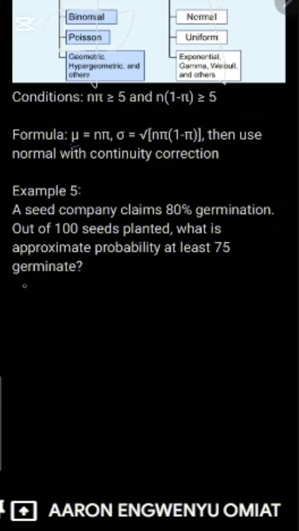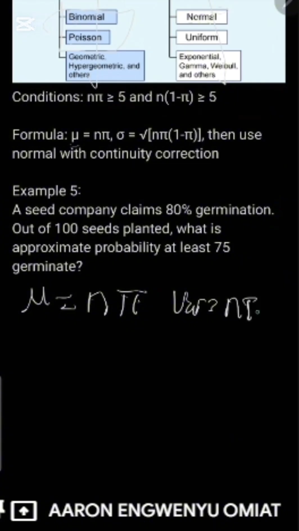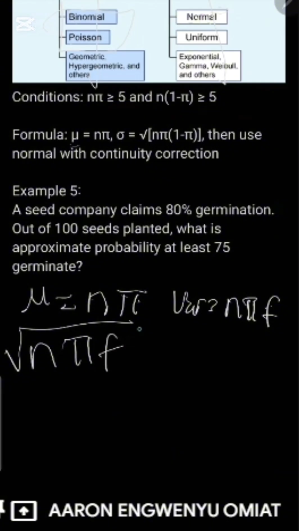For binomial distribution, the mean is simply the number of trials times the probability of success. The variance is the number of trials times the probability of success times the probability of failure. And we know our SD is always the square root of variance.